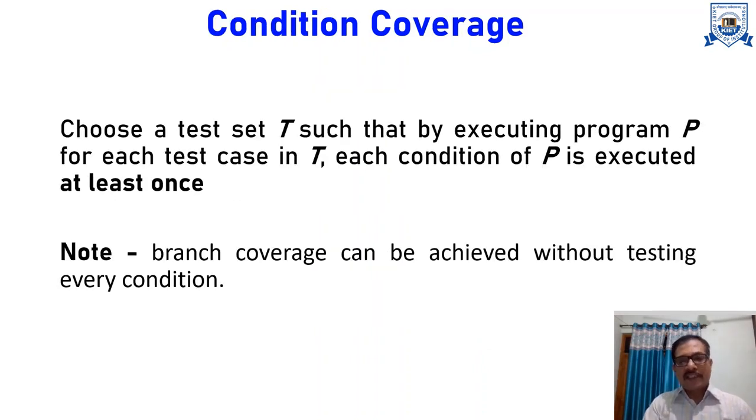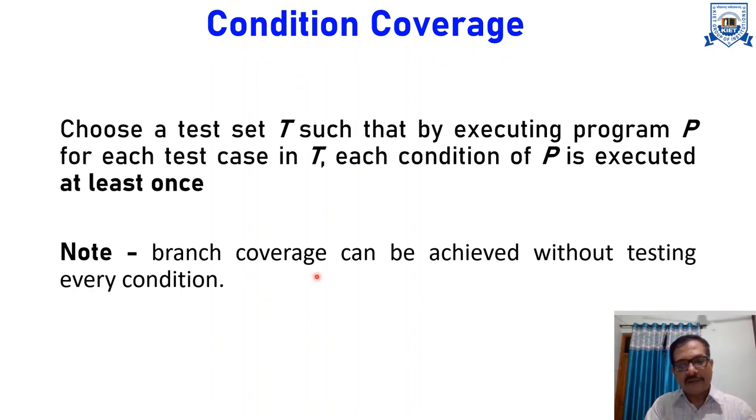Next one is condition coverage. The condition coverage states that we choose a test set T such that by executing program P for each test case in T, each condition of P is executed at least once. In branch coverage we are talking about the true side and the false side, but condition coverage says whatever conditions are there in a program, all the conditions should be tested at least once. If this is happening, then we are saying we are achieving condition coverage.